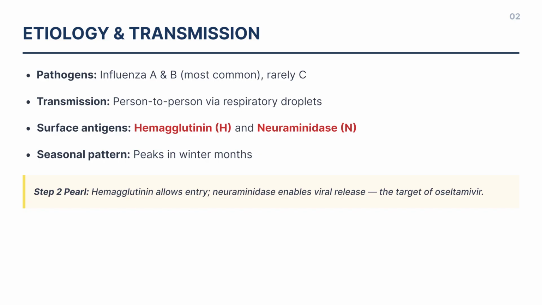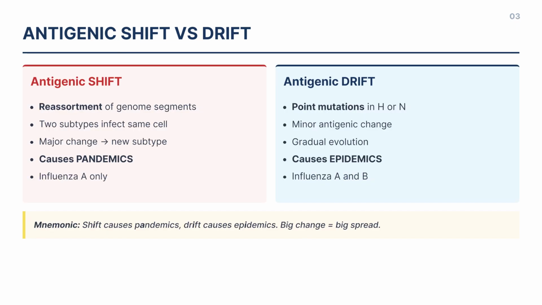Step 2 Pearl. Neuraminidase is the target of oseltamivir, which is why these drugs are called neuraminidase inhibitors. They block viral release. There are two ways influenza changes genetically, and the distinction is high yield for Step 2.